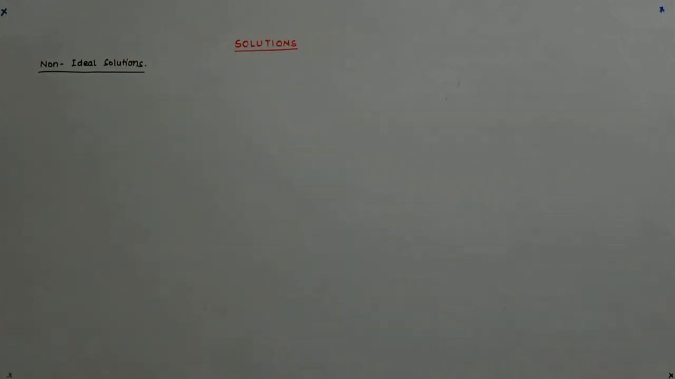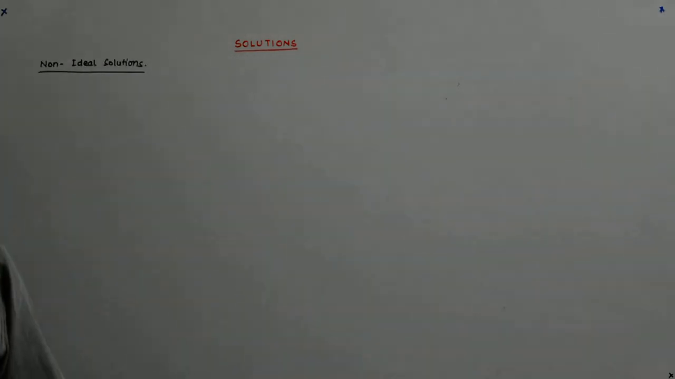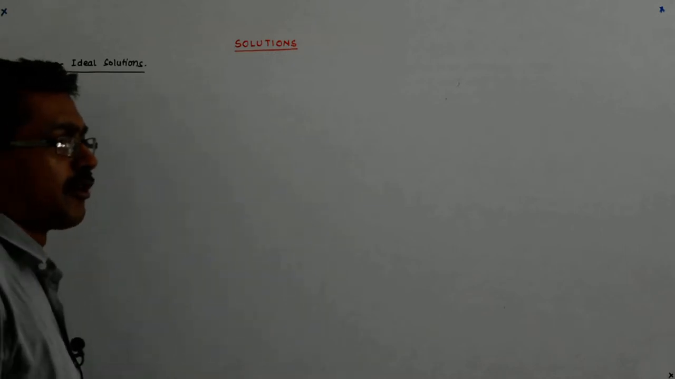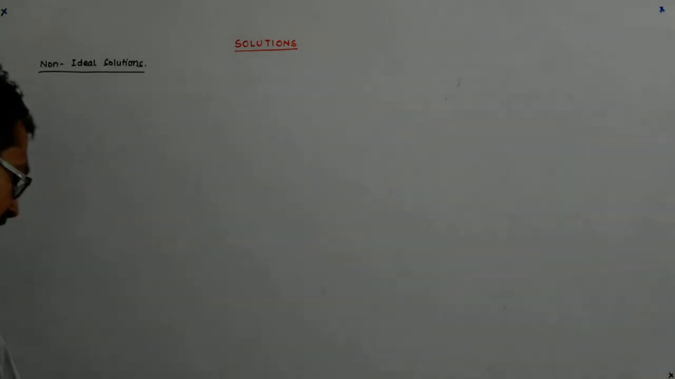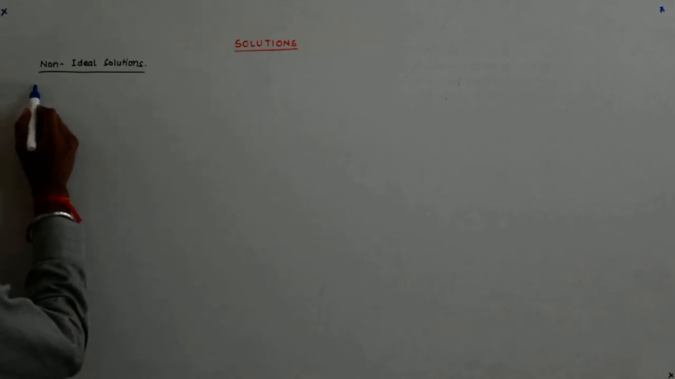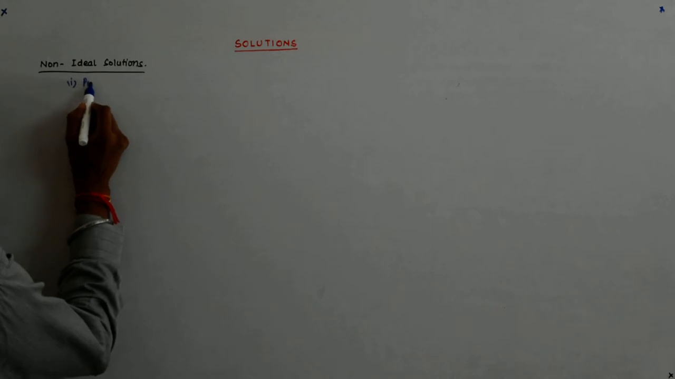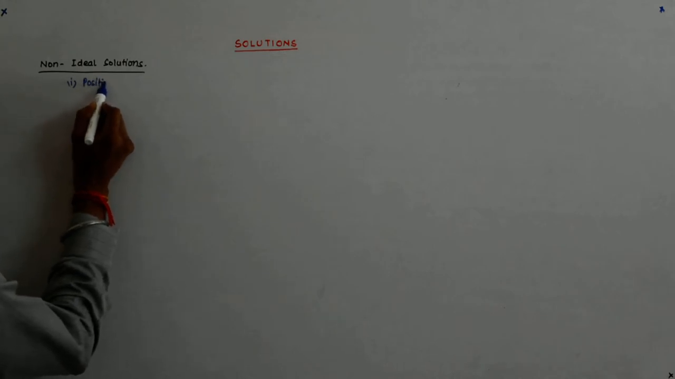So yesterday we had done the ideal solutions and the non-ideal solutions. In the non-ideal solutions, we had seen those solutions which had positive deviation from Raoult's law, right? Now we come to the... the first was the positive deviation.